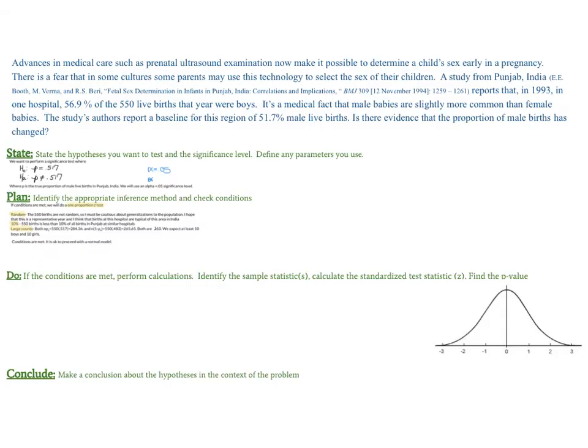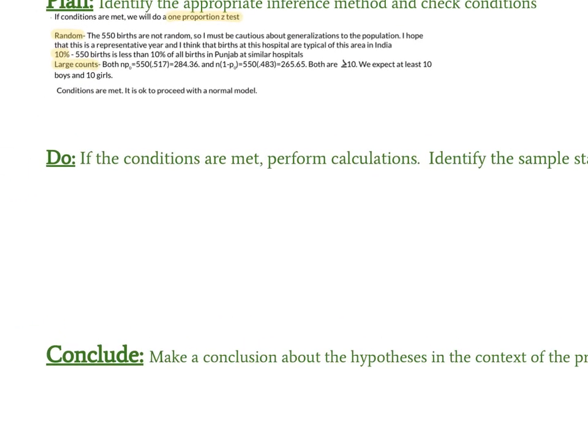So I've zoomed back out. You can see, of course, now the writing's very small, but I'm moving on to the do part of my test. So this is where I'm going to show my calculations. I'm proceeding with a normal model, so I'm going to sketch my normal model. And I'm going to begin by stating what my sample proportion is, which was p hat, and that was given. It was 0.569. So I'm going to find my z-score.